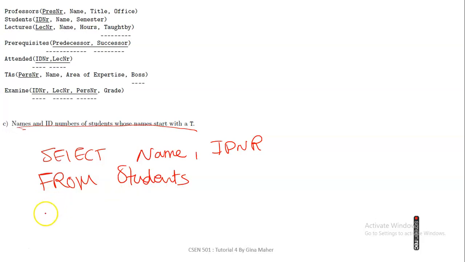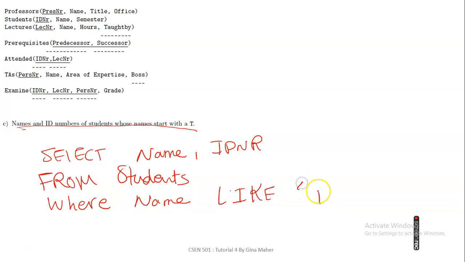Okay, how can we check the first letter of a specific name? By writing where name like T. We want students which have first name T, and we don't care about the rest. Okay?